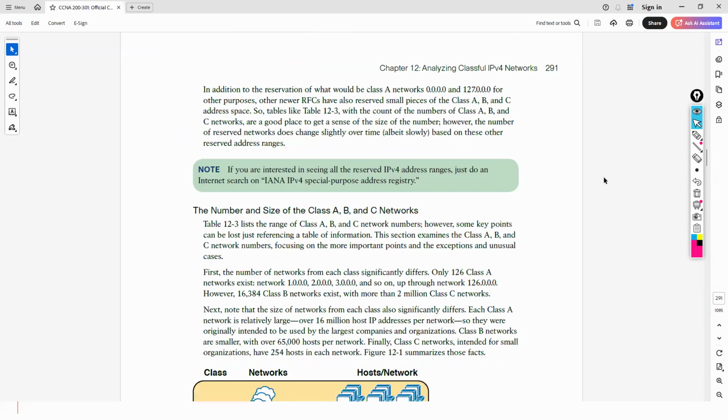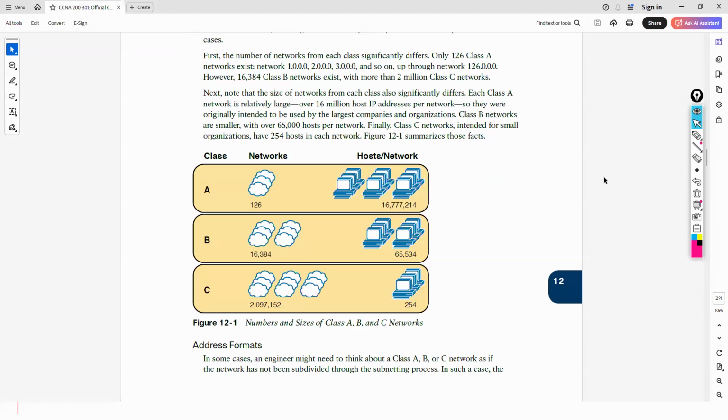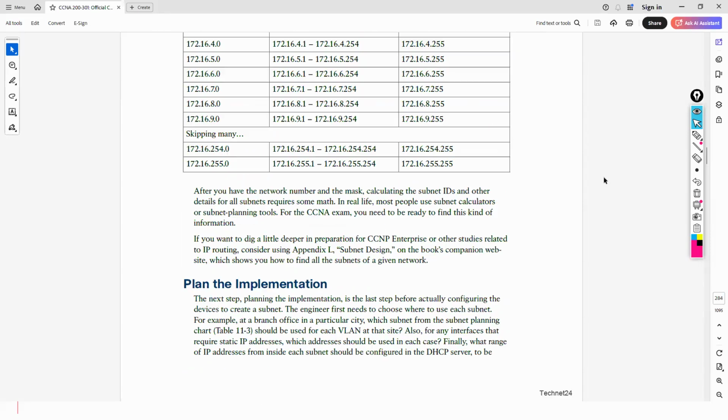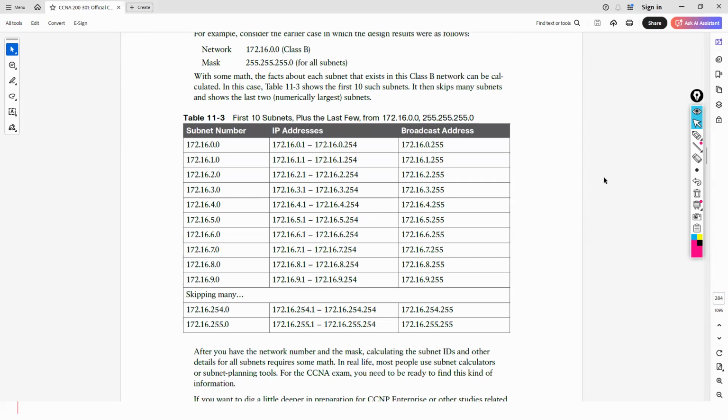Right. Now, before I jump to the further discussion, let me just show you an example of how a class B IP address may look like. So you can see here, okay, forget this. This is not what I want to show you.